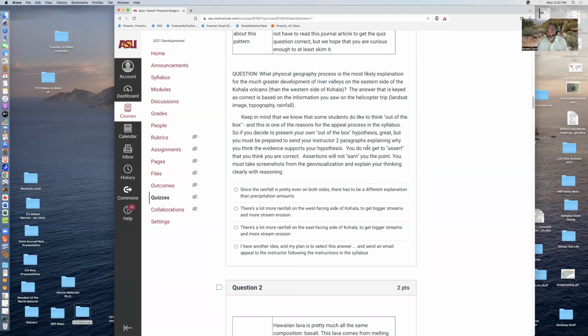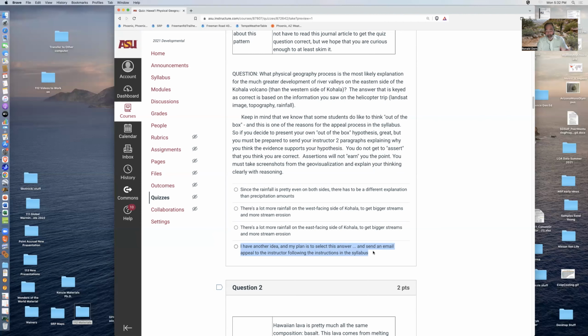You don't get to assert that you are correct. Assertions won't earn you the point. You have to take screenshots from the geovisualization and explain your thinking to your instructor. It's a way to do an essay to explain how you're thinking if you want that option. So that's this last one. I have another idea, and my plan is to select this answer and send an email appeal to the instructor.